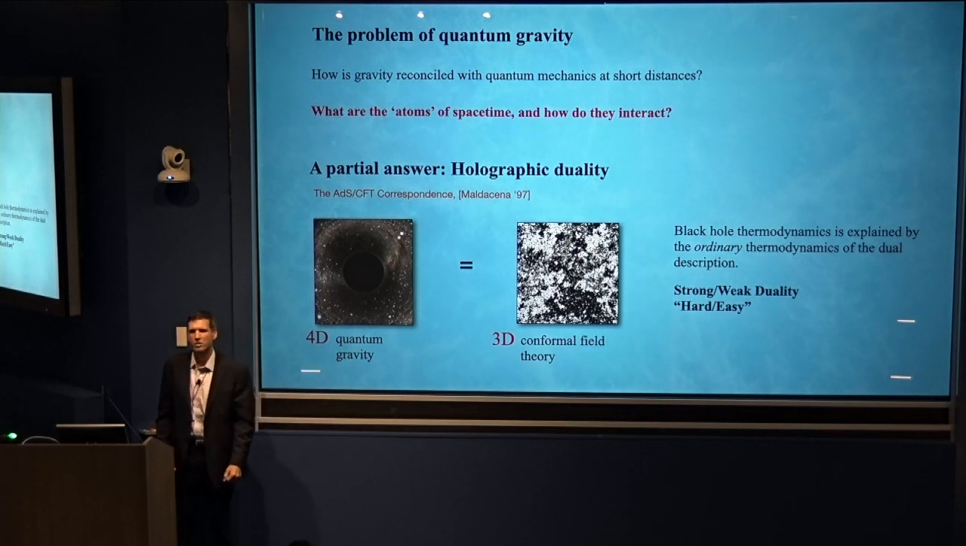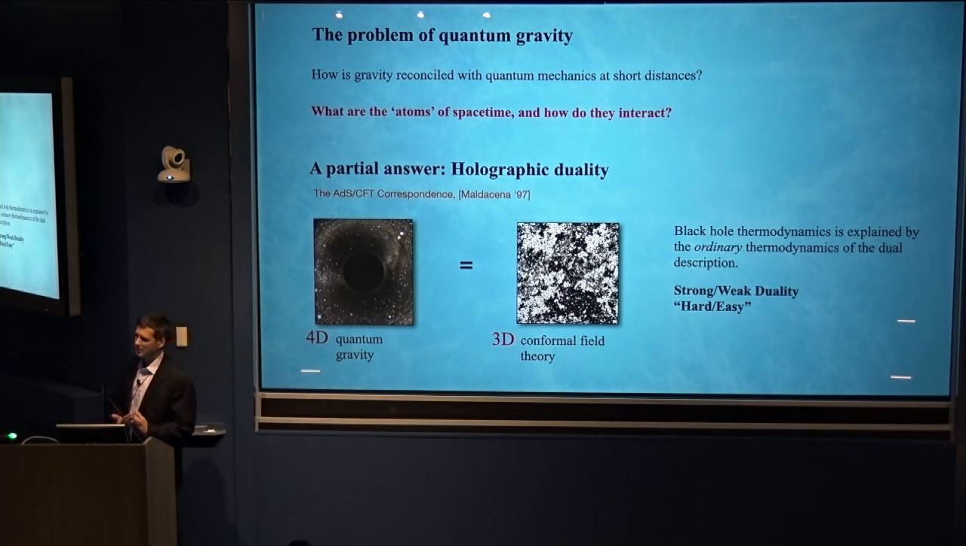Okay, so in some situations, when we have these very complex black holes in quantum gravity that are very difficult to understand, we have another way of thinking about it as quantum matter. Now, quantum matter is also a very difficult problem, but it's in some ways simpler than the problem of quantum gravity.